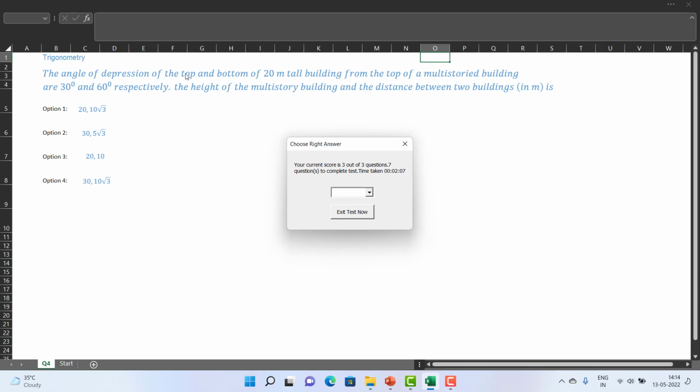The angle of depression of the top and bottom of a 20 meter tall building from the top of a multi-story building are 30 degrees and 60 degrees respectively. The height of the multi-story building and the distance between the two buildings in meters is, the depressions are 30 degrees and 60 degrees. And the height of the tall building is 20 meters. Let the height of the multi-story building be y and the distance between the buildings be x.